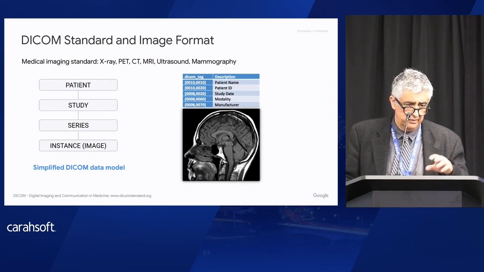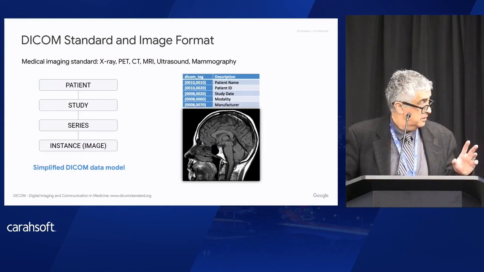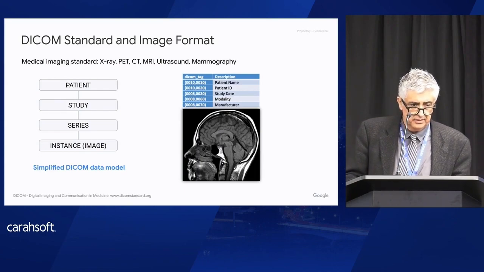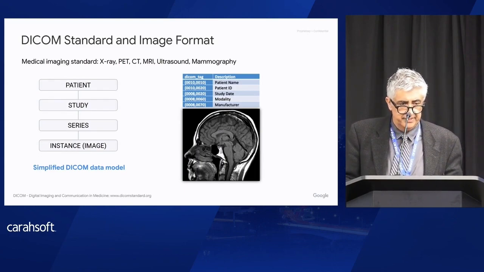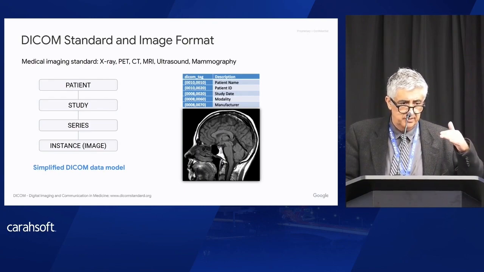But at the level that we're talking about, we're looking at single files of images and then series of those and such. So on the left-hand side, there is the simplified DICOM data model, which at the very top is the patient, and then a patient might have different studies, and each study might have a number of series. Each series is a collection of images that were acquired the same way.